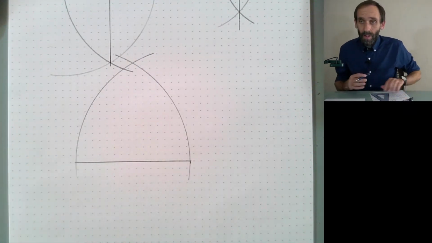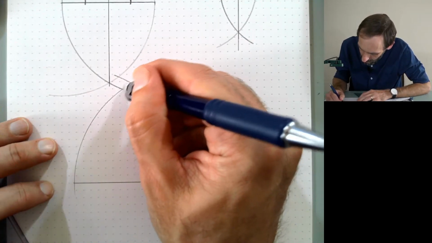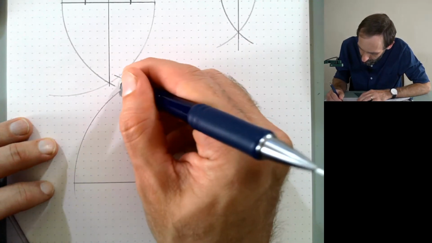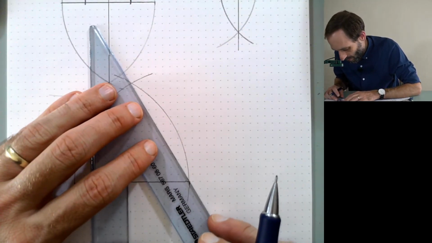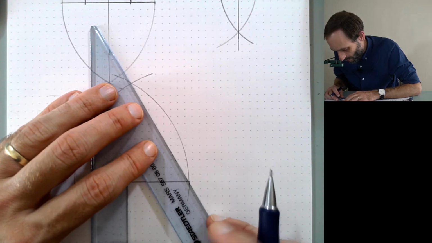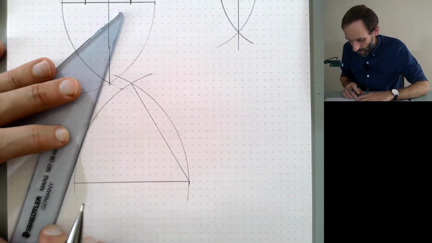Okay, but this construction method actually involves bisecting an angle. So it actually builds on the last construction. So the first thing we need to do is draw our equilateral triangle on top of the line segment.